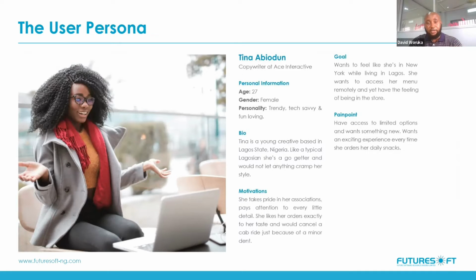So I've talked about Tina Abiodun. She's an example of that young professional who is on the go, who wants to be wild every time, who wants to be surprised, who is looking for variety. She's that person who is a go-getter. She wants to do everything in a sprint, and she likes her stuff classy. So some of the things you see about her already: she's trendy, she's tech savvy, and she's fun-loving.